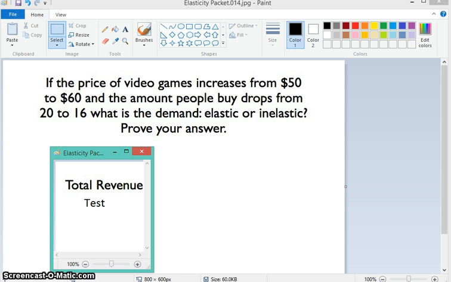They could say, the price of video games is increasing from 50 to 60 bucks. At the same time, the amount people buy drops, so the quantity demanded drops from 20 to 16. What's the price elasticity of demand? Is it elastic or inelastic? And then you have to use your total revenue to prove it. So why don't you try that? See what you come up with. I'll wait.